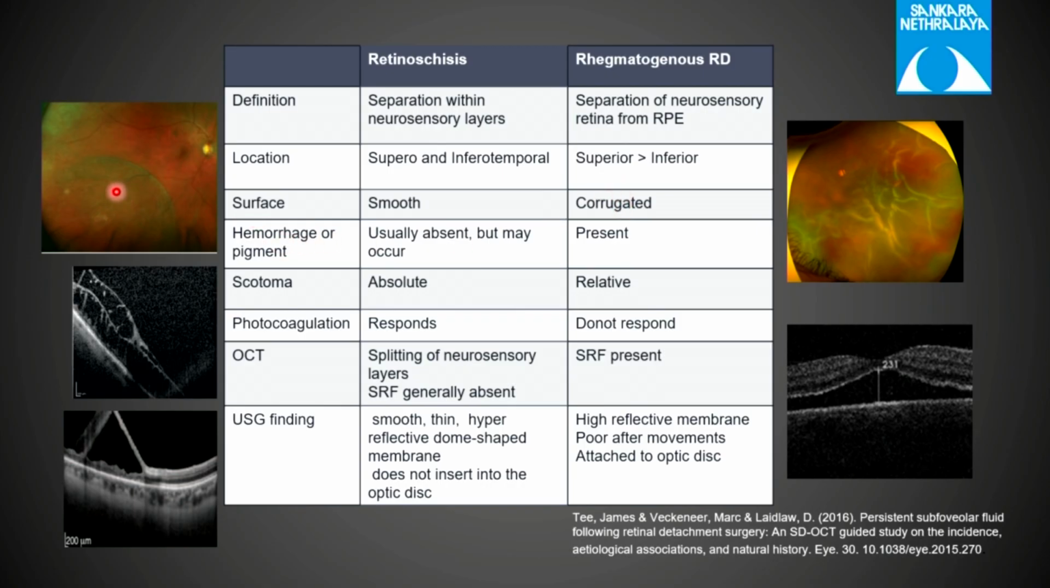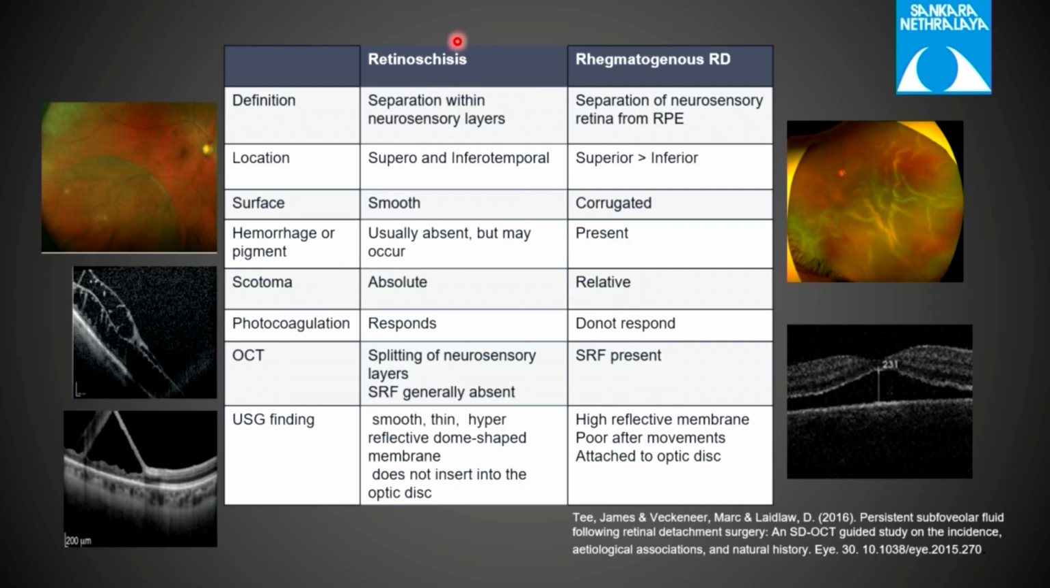The surface, if you see the retinoschisis, appears very smooth, whereas here the surface is very much corrugated. Usually it is said that in retinoschisis the hemorrhage and pigments are absent, but they may also occur in case of a complication of the retinoschisis. But in rhegmatogenous RD, you can see the pigments and the hemorrhage is present.